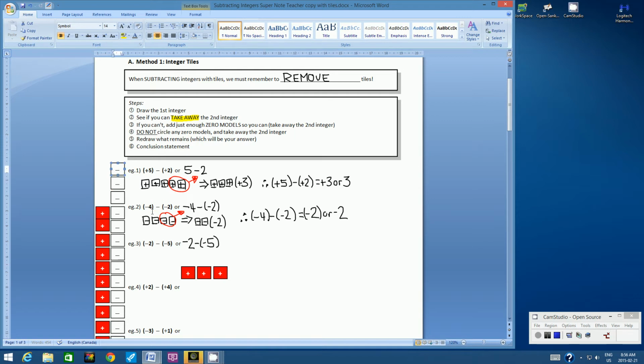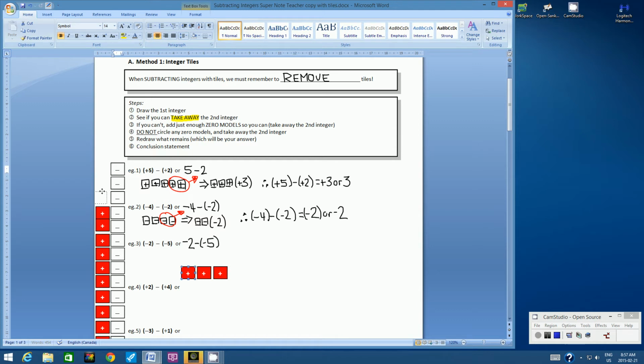Okay? So once you've taken away the second integer, the 5 negative tiles, there shouldn't be any more negative tiles. And what's left? +3. So at first glance, you might be thinking, how is this possible? We have 2 negative integers and we're subtracting them from each other and we get a positive integer as a solution? Okay, so I want you to keep that question in your mind because it's a very good question and this kind of hints at some subtraction rules. Okay, so we know that the answer is going to be +3.